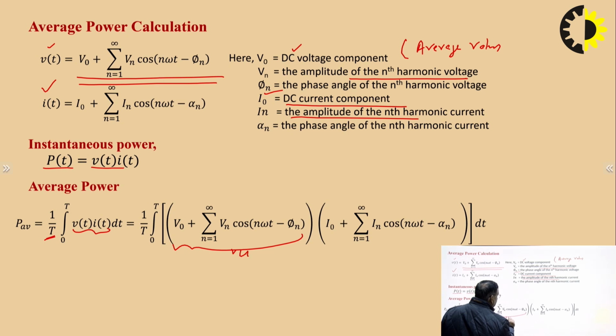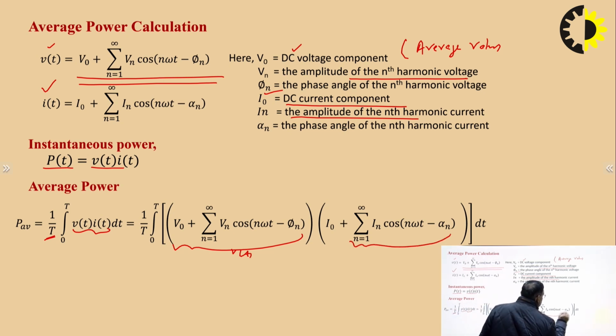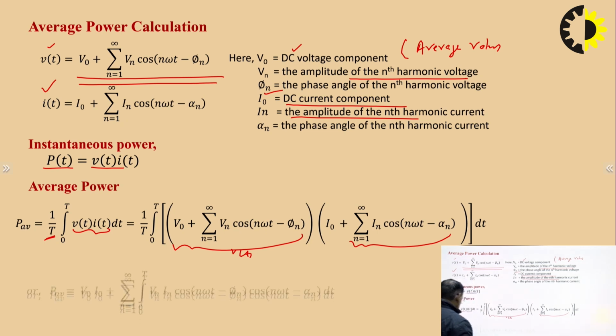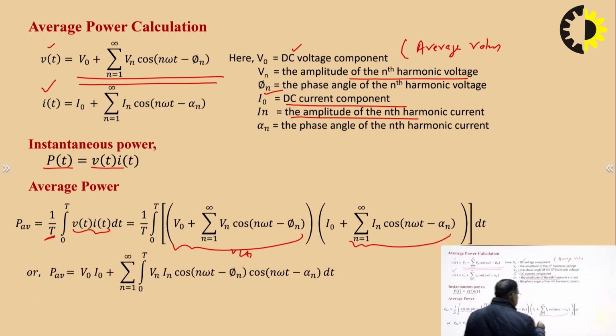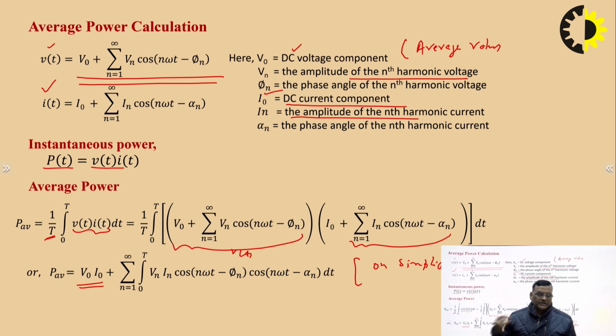This is your v(t) and this is your i(t). Take the product of these. On simplification we get the expression for average power, V0 I0 plus the nth components. This is your DC value, and this is the sum of the nth components starting with the fundamental, for n equal to 1, and n equal to 2, 3 we have the harmonics, odd and even.